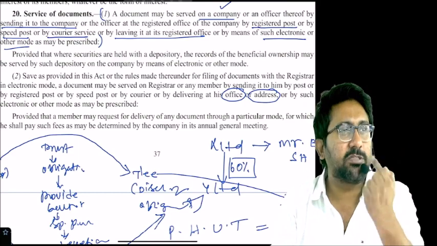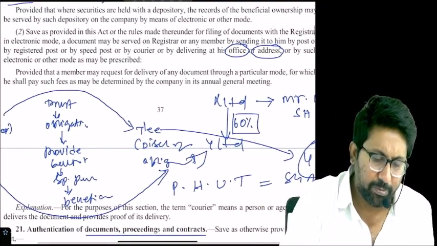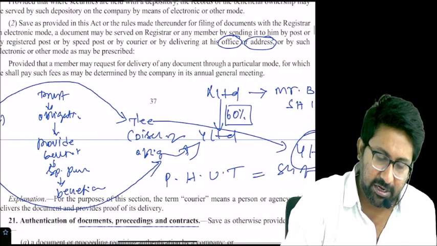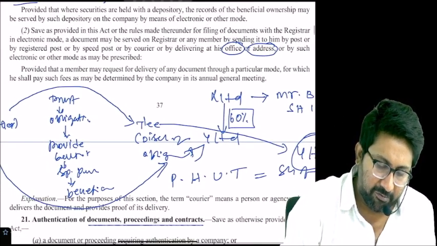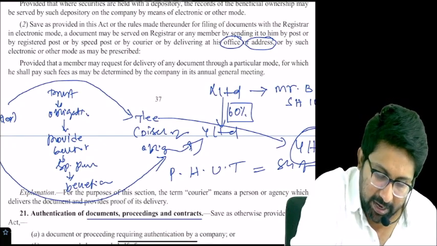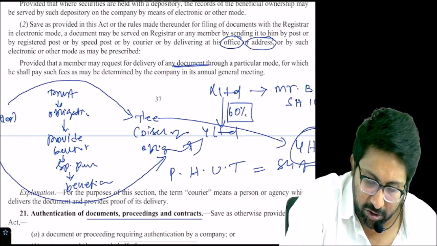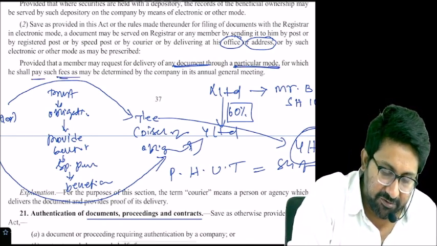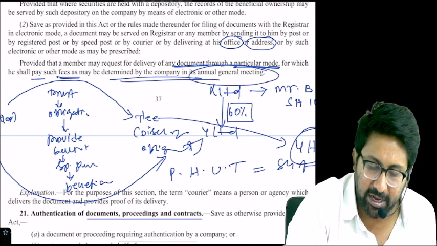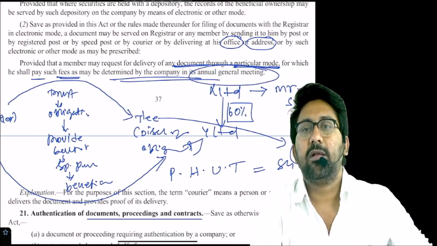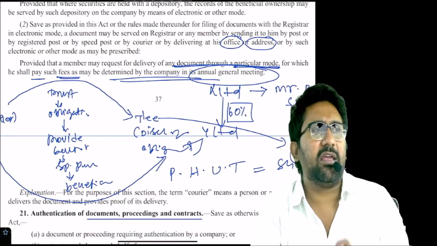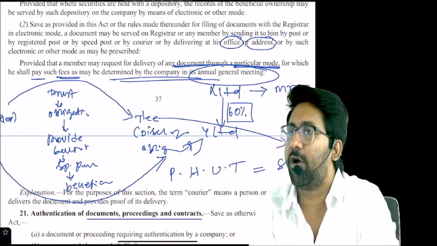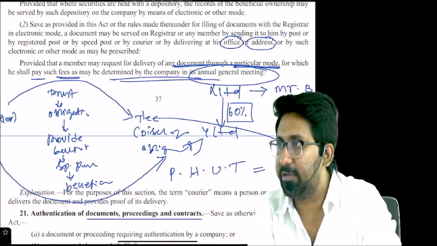But one small point is, read the second proviso to subsection 2. The subsection 1 proviso, don't read, because the depository I will tell you in the share capital chapter. Read the remaining content. Provided that a member may request for delivery of any document through a particular mode, for which he shall pay such fees as may be determined by the company in its annual general meeting. For example, the company generally gives notice to the members in the form of electronic means, email.